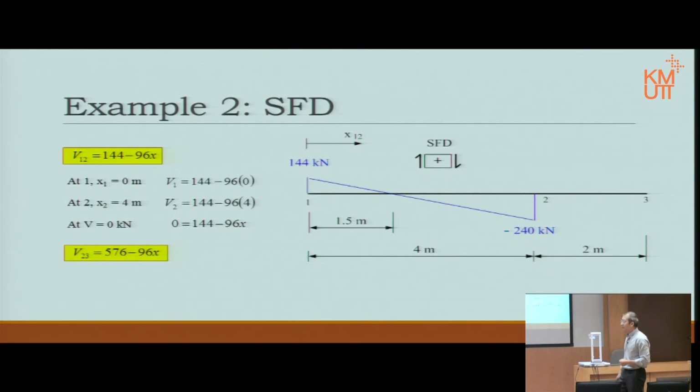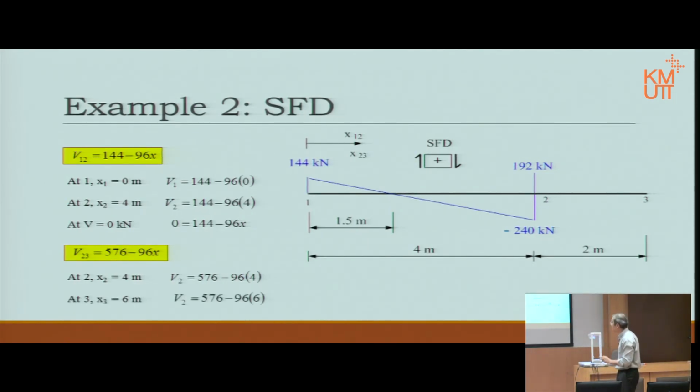Next, from 2 to 3, that is the equation we worked out beforehand. Again, point 2 to 3. This time the beginning point is point 2. However, because we measure x for 2 to 3 from point 1, when we come to point 2, x is not 0, but at point 2 it is 4 meters. Substitute into the equation. Then mark the beginning point, 192 kilonewtons. Then at point 3, x at point 2 is already 4 meters. Move on 2 more meters to point 3, then x becomes 6.